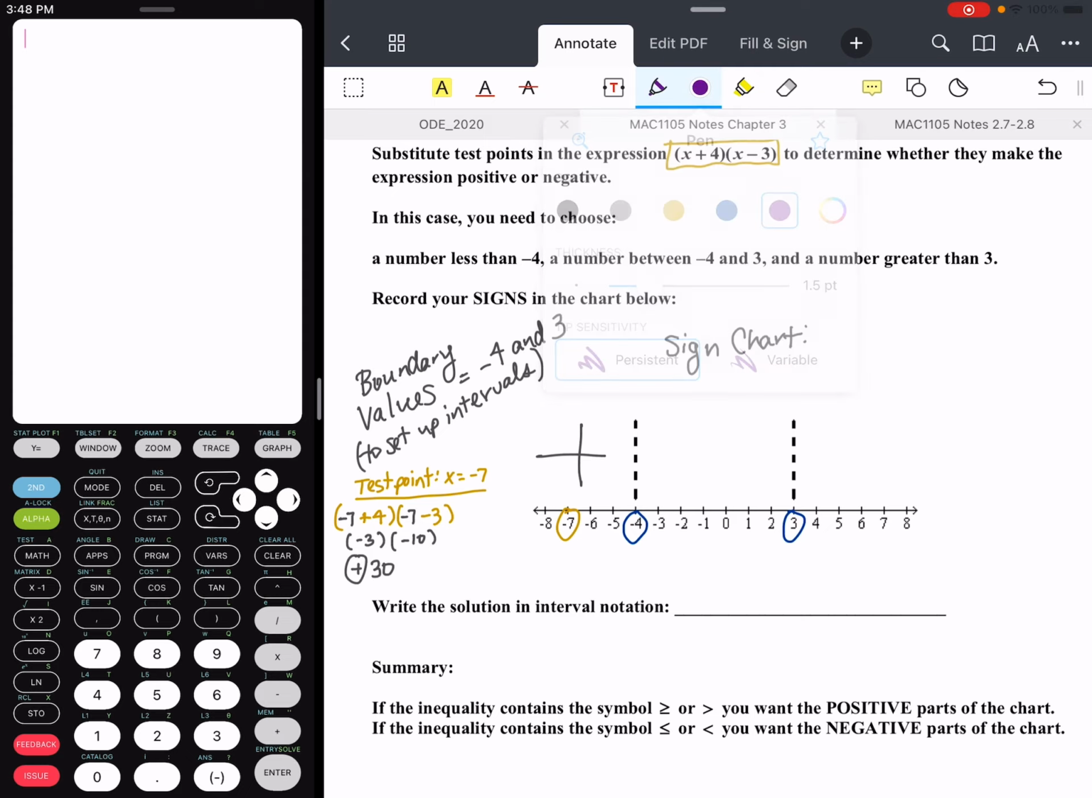So let me just double check that. Maybe I'll pick negative 8 as a second test point. So I'd have negative 8 plus 4 times negative 8 minus 3.